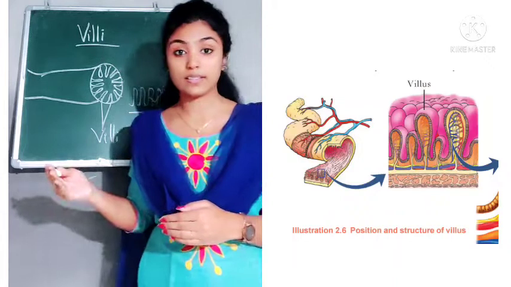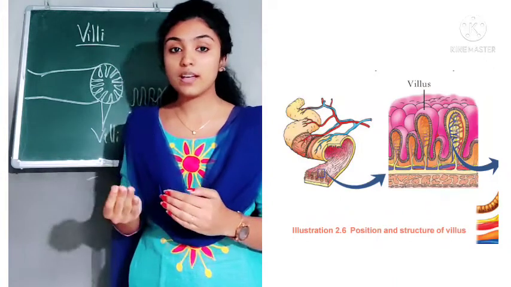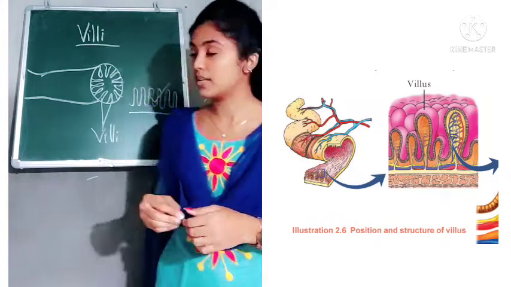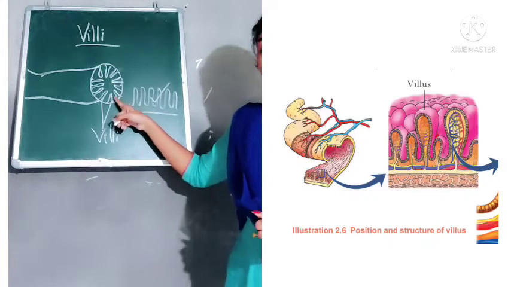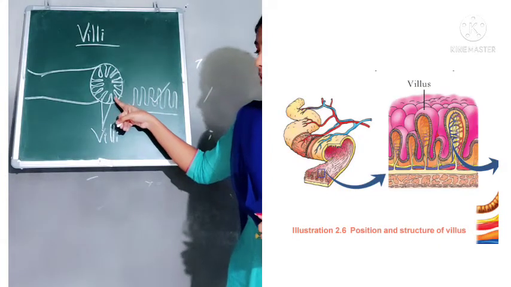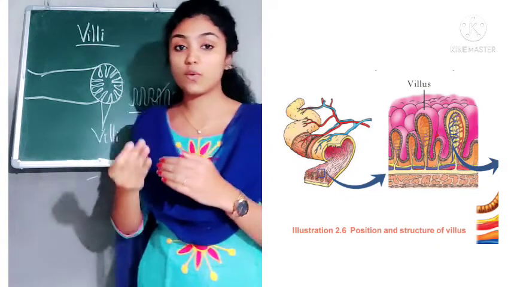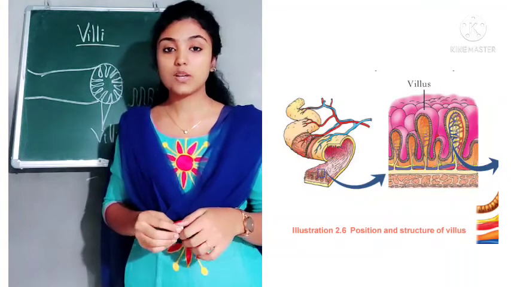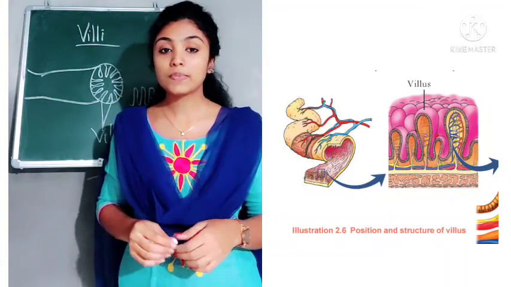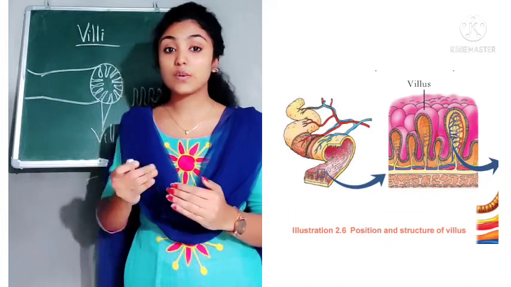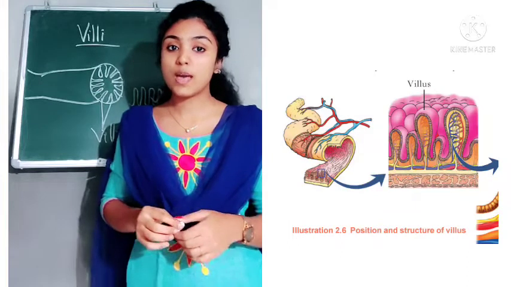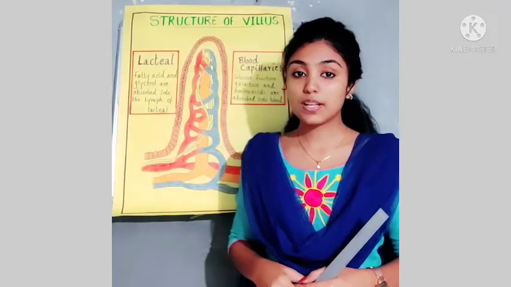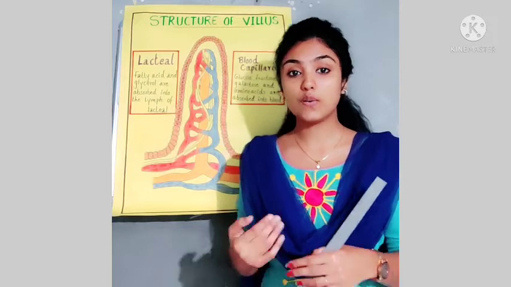So just like this, to increase the surface area for absorption, small finger-like projections called villi are seen in the inner wall of small intestine. So what is the function of villi? The function of villi is to increase the area for absorption. Now we shall learn about the structure of villi.